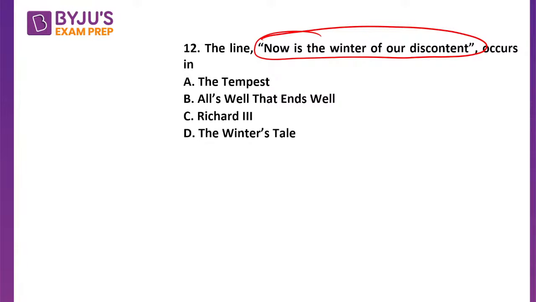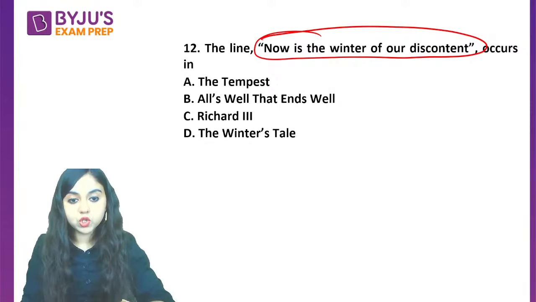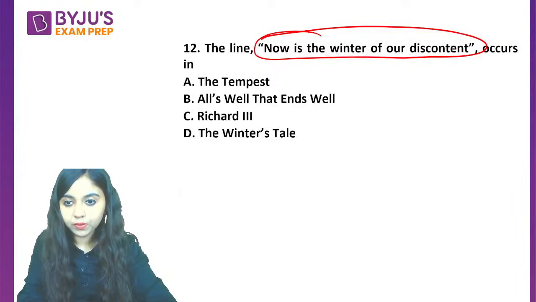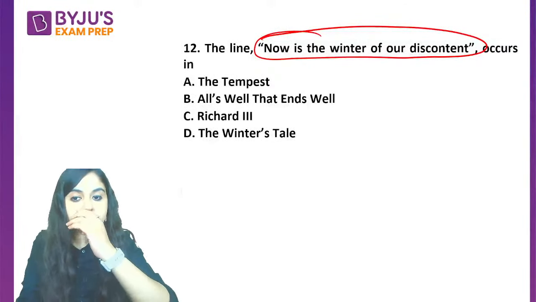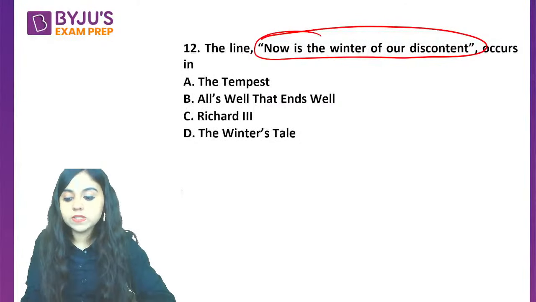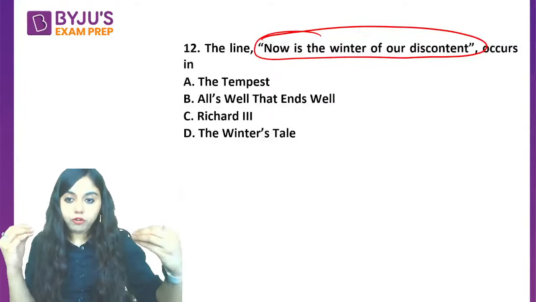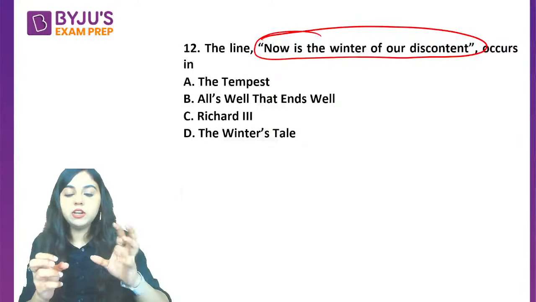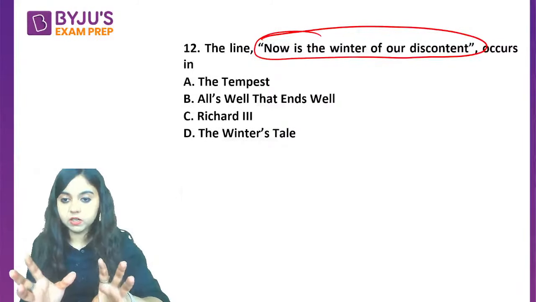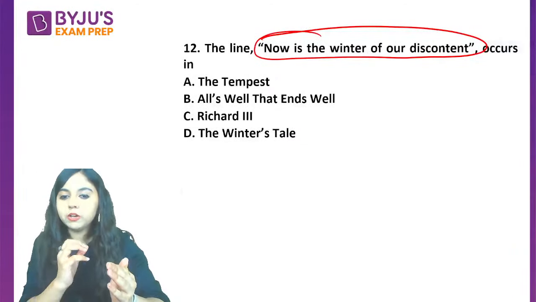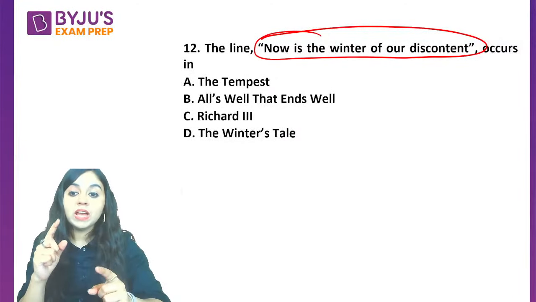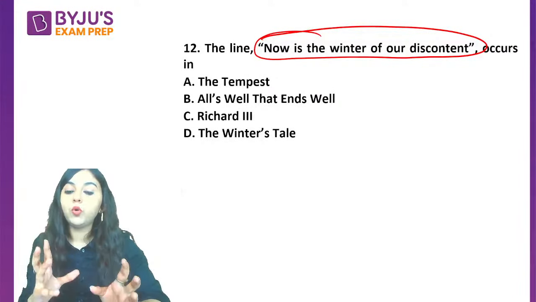Yes, so here, of course, you get quotations coming in every now and then. Now is the winter of our discontent. These lines are coming from Richard III. In the very first scene of William Shakespeare's Richard III, we can see that Richard of Gloucester is a very scheming, treacherous kind of person, and he's plotting to usurp the throne of England.